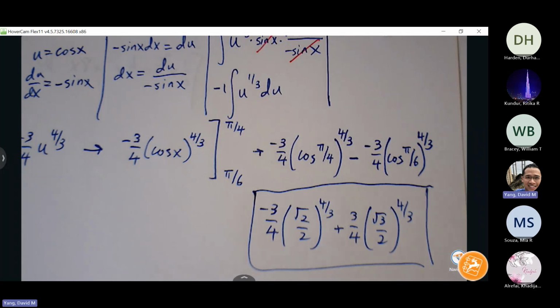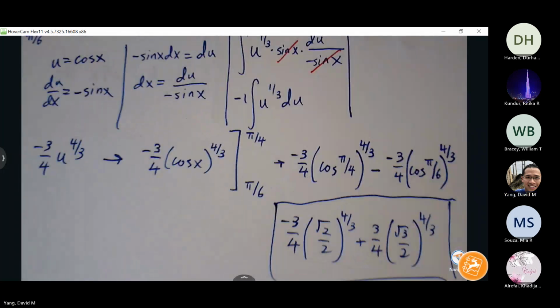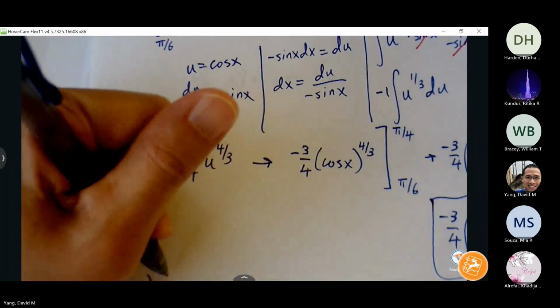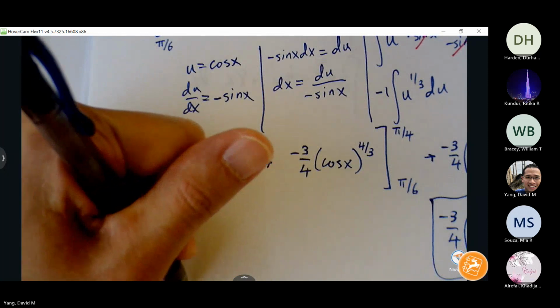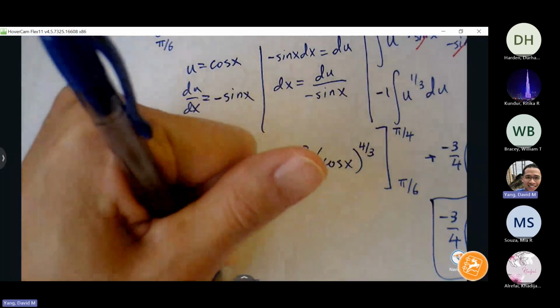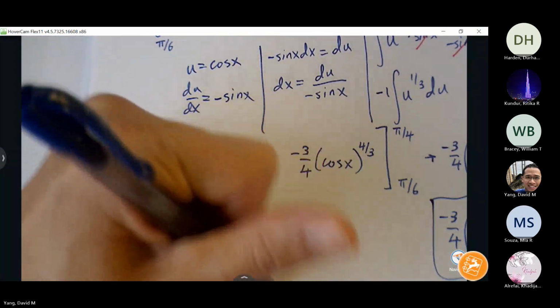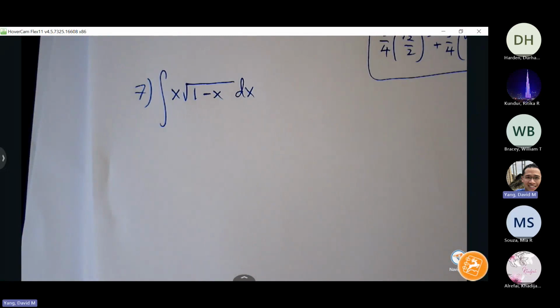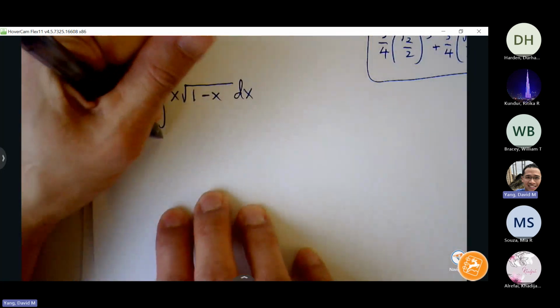Okay, let's do number 7. Always upper bound minus lower bound. Okay, first things first, can we distribute, expand our way through? No, we have two terms inside the radical that are being added or subtracted. Expansion is out. So use substitution. This is our next option.